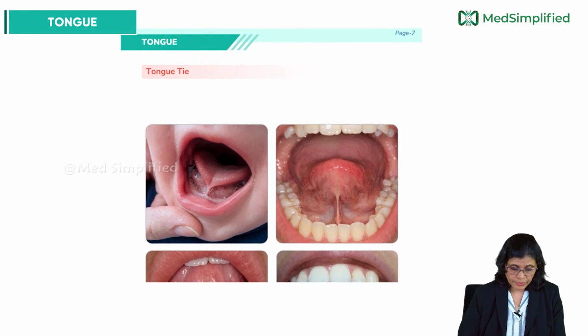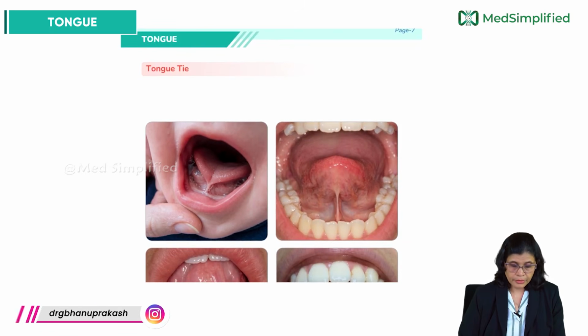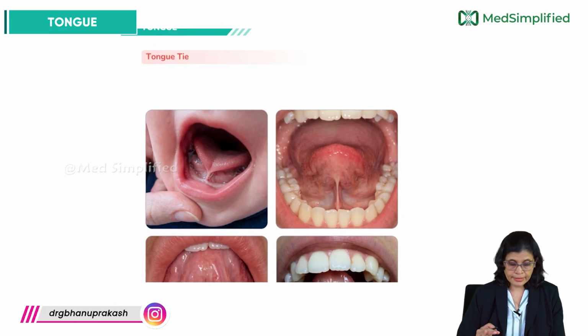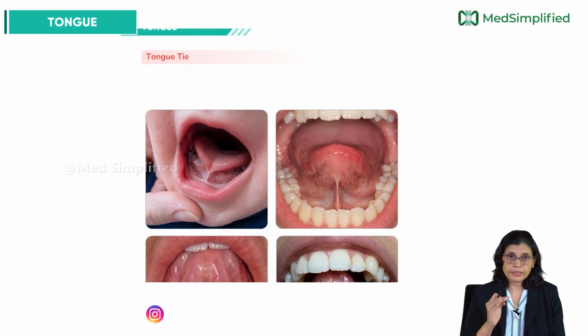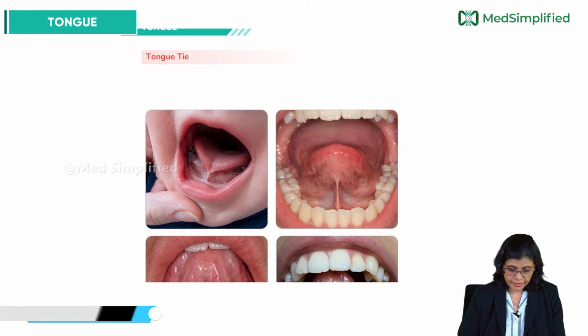Sometimes what happens is with the frenulum. Usually the frenulum doesn't extend up to the tip of the tongue. It just stops midway. But sometimes it will extend all the way to the tip of the tongue and attach it to the floor of the mouth. This we call the tongue tie. So this here is the tongue tie.